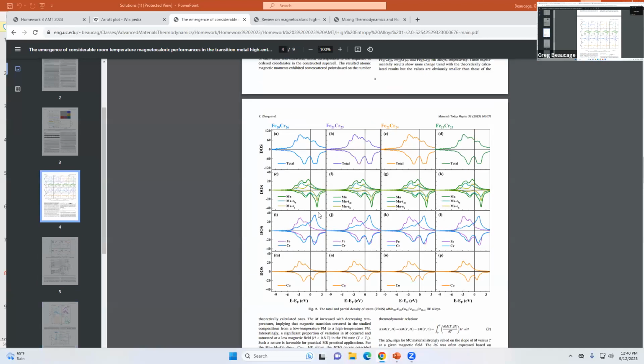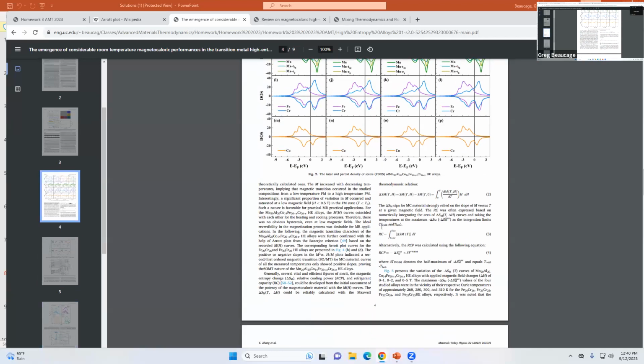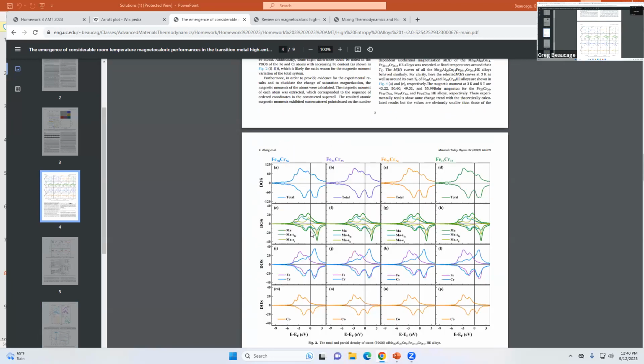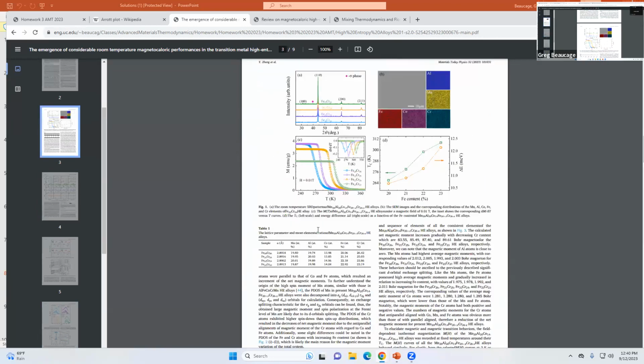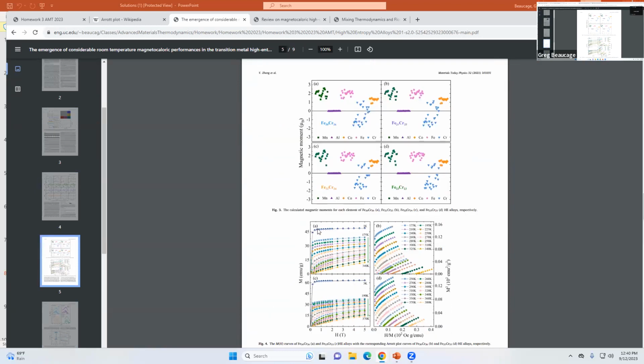the guy gives this thing, this RC or RCP, whatever he calls it. That's the amount of ice you can melt, basically. So it's like delta T times delta S max. That's the figure of merit for this thing. That's how much oomph you can get out of this magnetic transition.